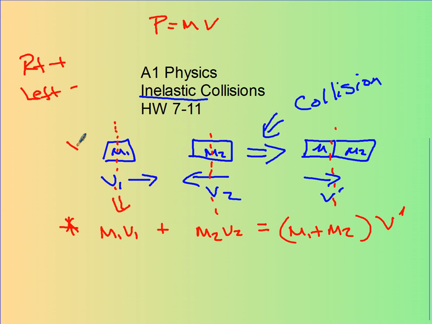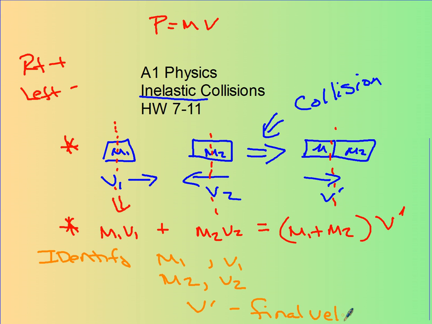You're going to need to draw a picture that looks something like this, where you need to make sure on every one you need to identify m1, m2, the velocity of 1, the velocity of 2, and then the final velocity. So this is final velocity of both of them. Let's do a couple of problems.